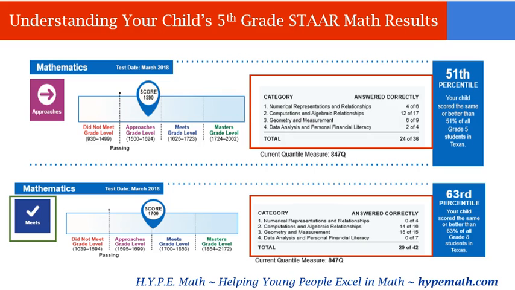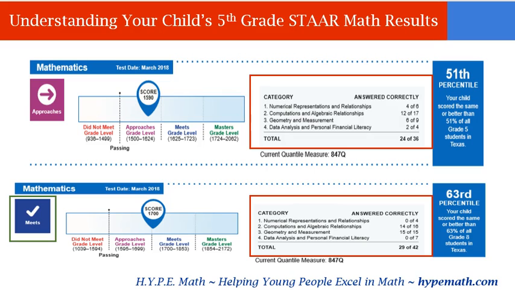Look at the categories. Again, we're looking at the example on the bottom that's highlighted in the red box. Did they meet grade level? Yes. However, take a look at the categories. For numerical representations and relationships, the student scored 0 of 4. And also for data analysis and personal financial literacy, the student scored 0 of 7. So even though they met the grade level standards, they still are struggling in these 2 categories.